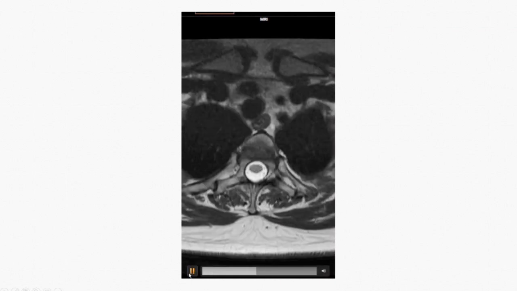Okay. So this is the axial T2 images. And this is at the level of the thoracic spine, basically because there is a rib here. And as we discussed, there's a communication between the body of the rib and the transverse process. There's a communication between the vertebral body and the head of the rib.